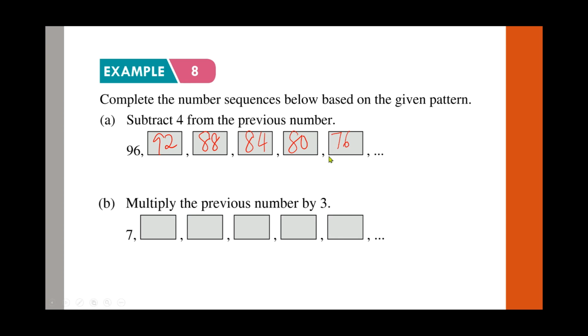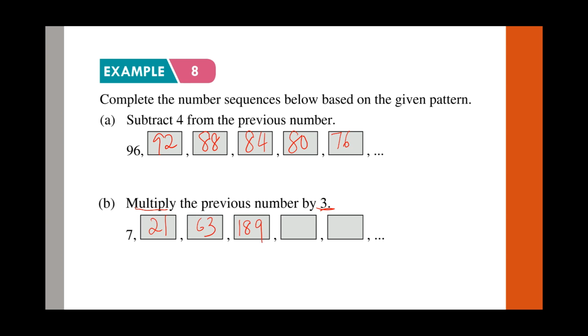Next question, multiply the previous number by 3. So you just have to multiply by 3 only. Tiffany? 21. Okay, 7 times 3, 21. 21 times 3? 63. Okay, 63 times 3. 189. Very good.